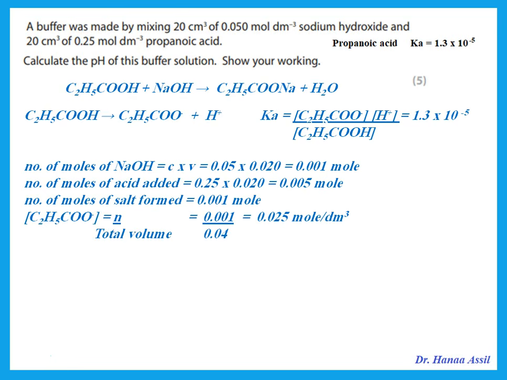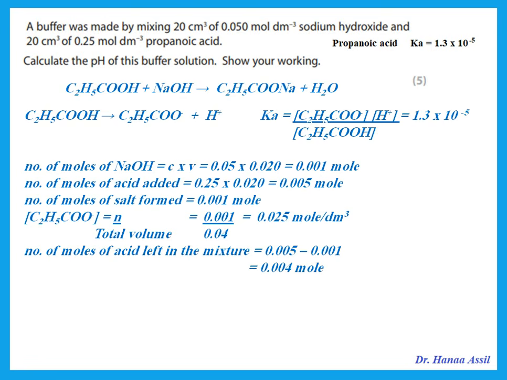And that means the concentration of the salt is number of moles over the total volume. The number of moles is 0.001. Remember, the total volume is 20 centimeter cubed plus 20 centimeter cubed. So that's 40 centimeter cubed, which is 0.04 decimeter cubed. So now I have the concentration of the propanoate ion. Next, the number of moles of acid left in the mixture.